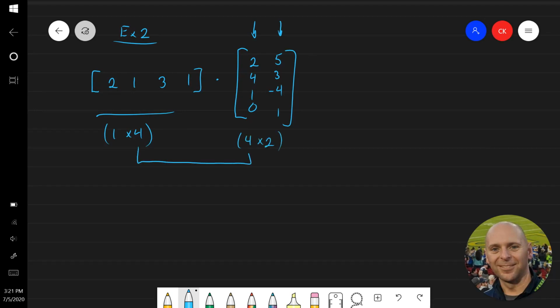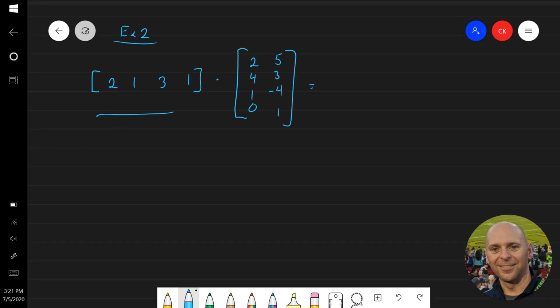So these two numbers, again, have to be the same. They are. And the outer numbers are the size of the resulting matrix. So I know the resulting matrix will be a 1 by 2 matrix. So let's go ahead and multiply this up and see what we get. So let's take our row times the first column, and we do it just as we defined.